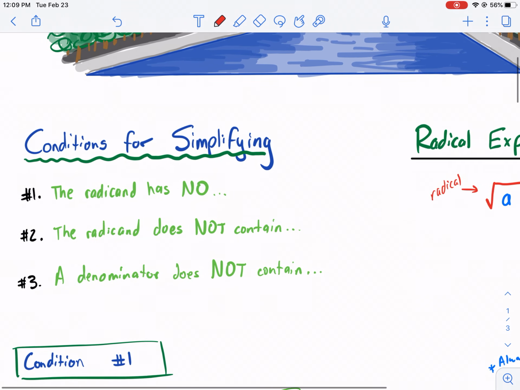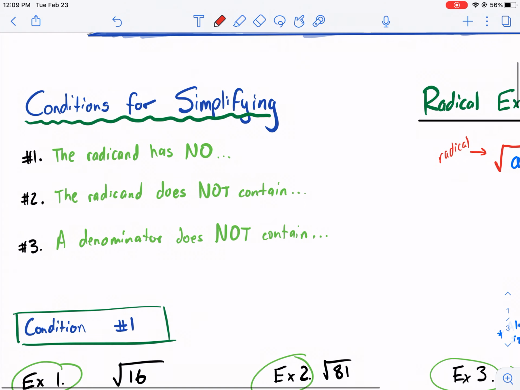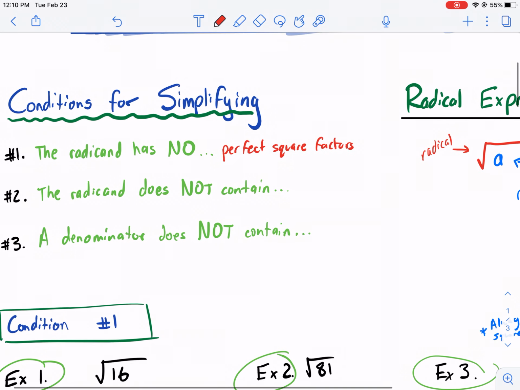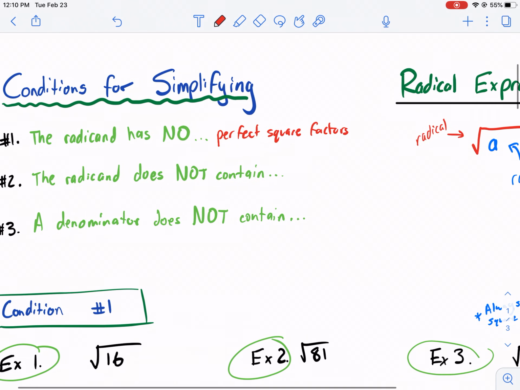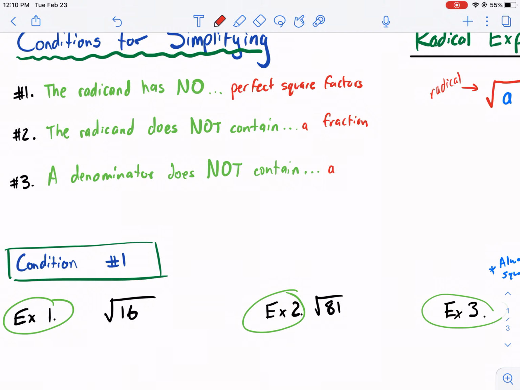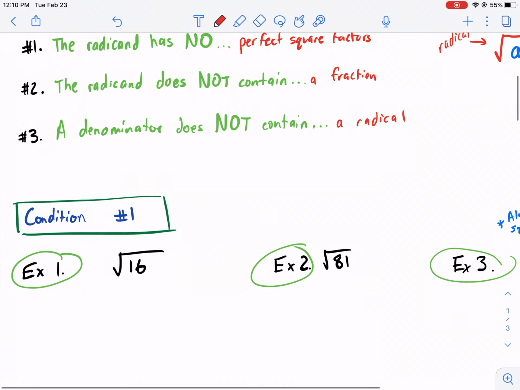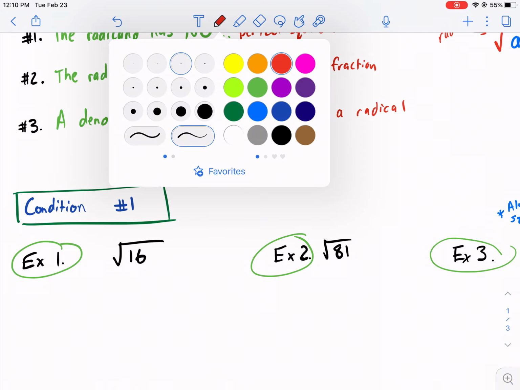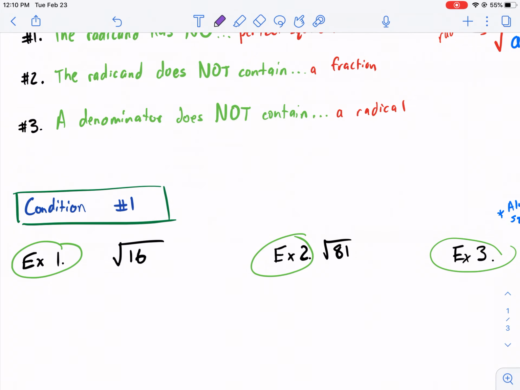Okay, so what are the conditions for simplifying? So what does it mean to simplify? It means the radicand has no perfect square factors. Okay, so there's no perfect squares underneath the radical. The radicand does not contain a fraction, and a denominator does not contain a radical. So those are the three conditions for simplifying. We got to make sure we abide by those three things. It's best learned in practice of these problems, so let's go ahead and break down some of these problems.